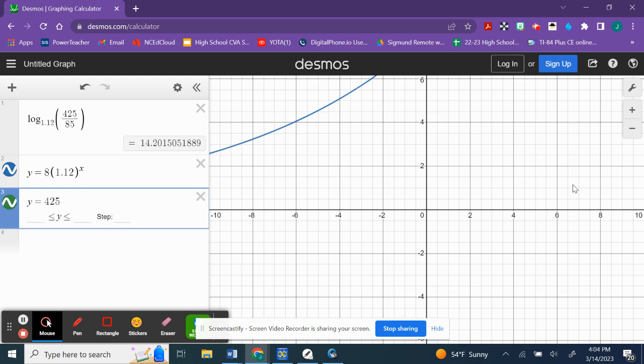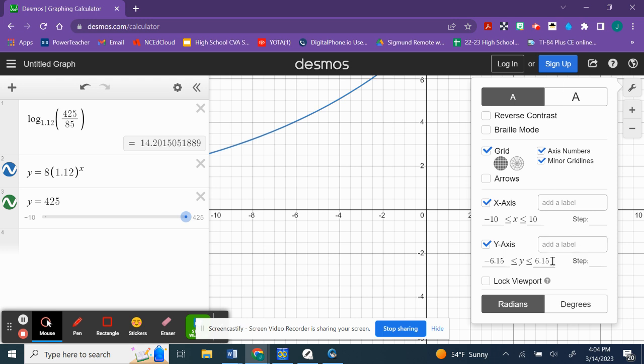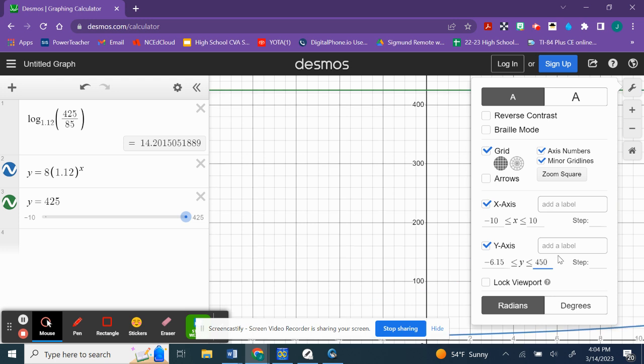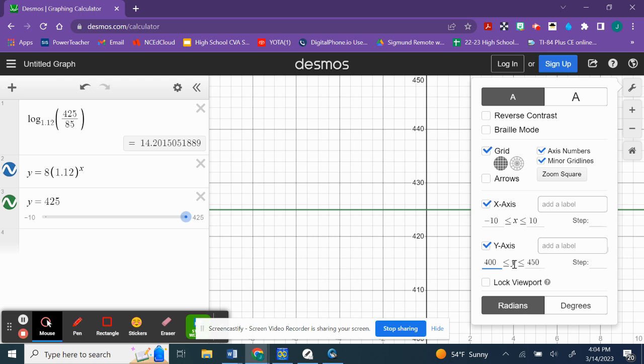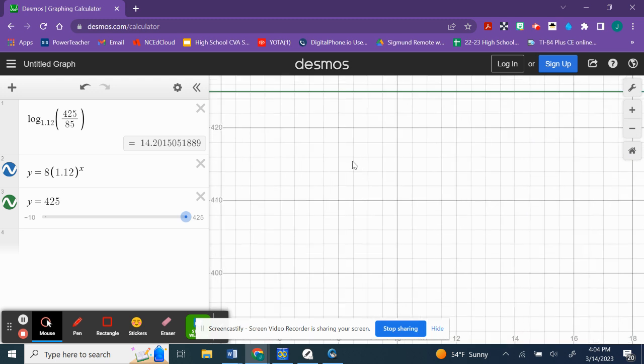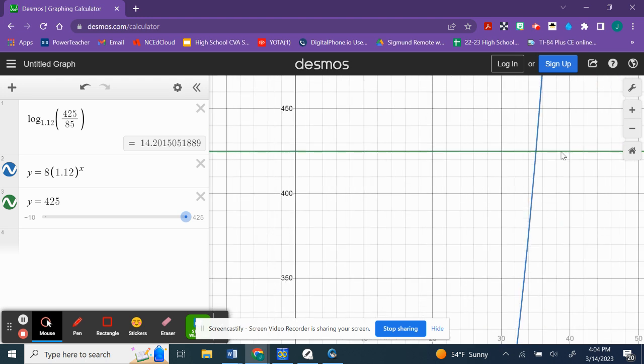You can scan if you want. I would go over here and change my y-axis, I don't know, 450. We don't really care about any of this, so we can call this 400 if we want, so we can get in there really close. Oh, and I made that bad. It was way better. There we go. So our intersection, $425, it says 35.